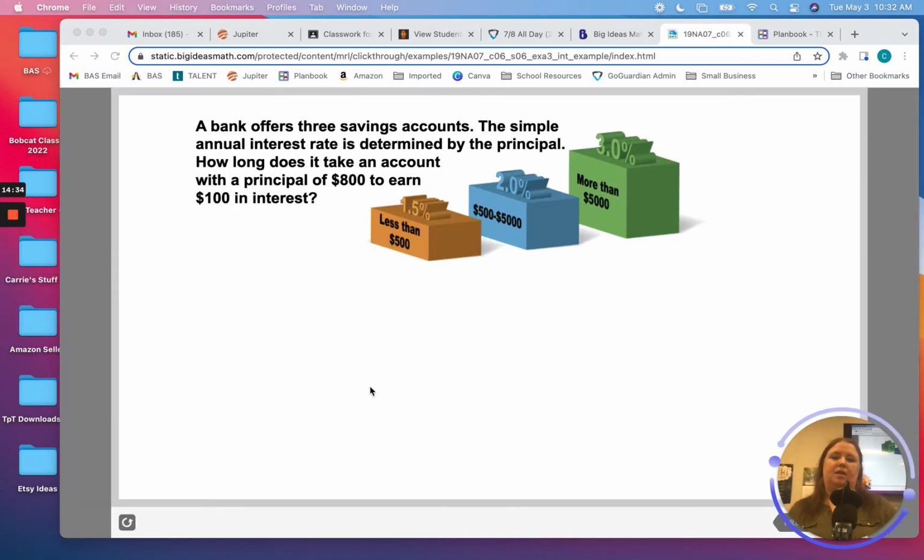This one. All right. Example 3. Put this in your journals. A bank offers 3 savings accounts. The simple annual interest rate is determined by the principal. What does annual mean?